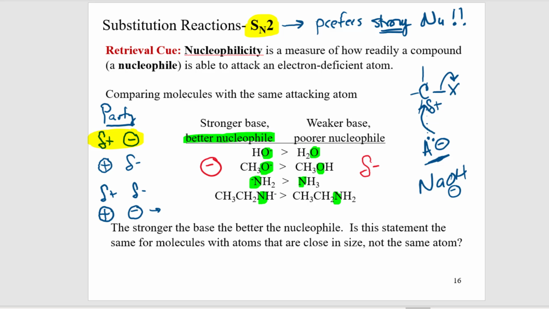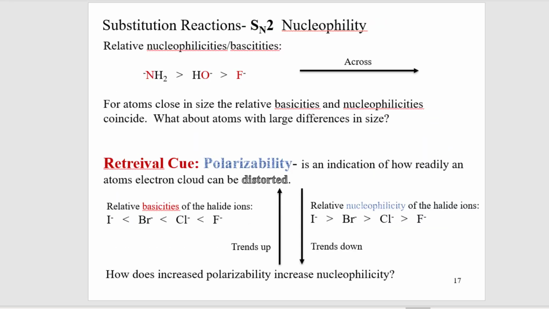The stronger the base, the better the nucleophile. Is this statement the same for all molecules with atoms that are close in size? So let's take a look at some other cases. What I'm trying to do now is look at the nucleophilicity of atoms that are charged negative, but not the same.